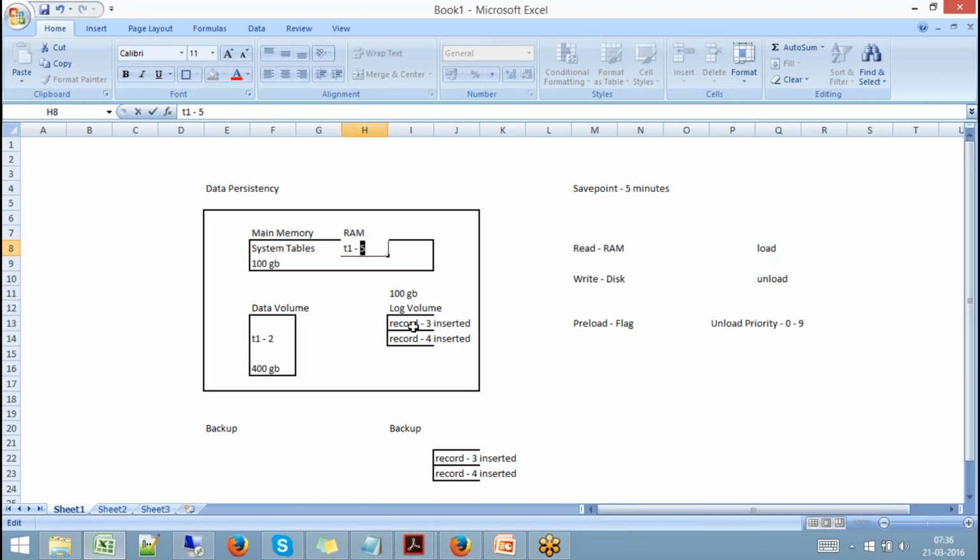Then what? The amount was taken from me. Either the transaction is completely done or the transaction is completely undone.